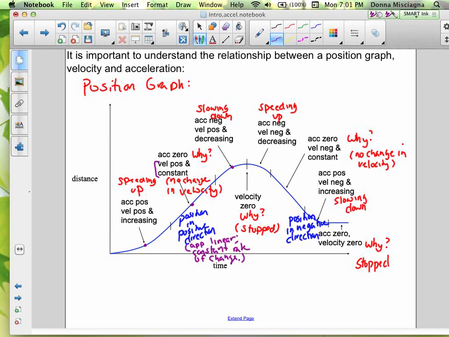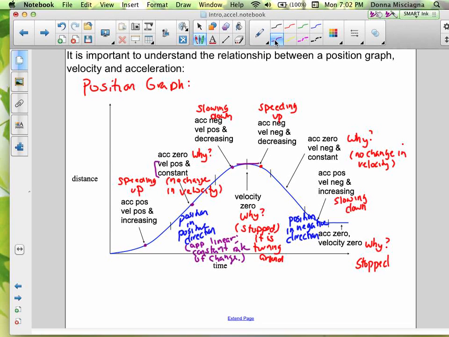And if you think about it, it has to slow down, because right here, velocity is going to be 0. And why is velocity going to be 0? Our object is stopped. And it's stopped because it is turning around. So next, our graph starts to move in a negative direction.